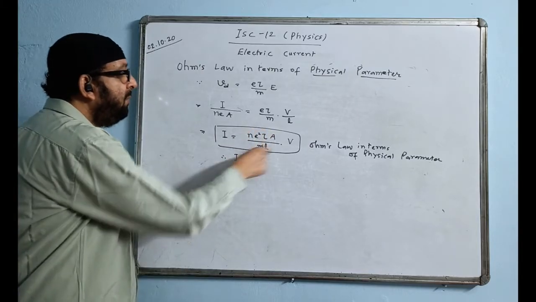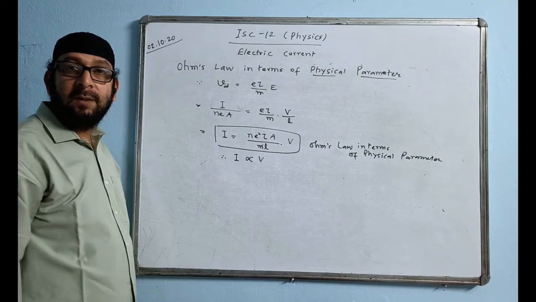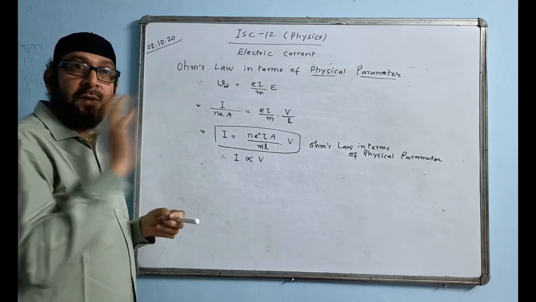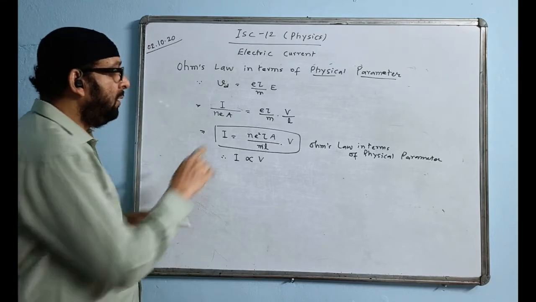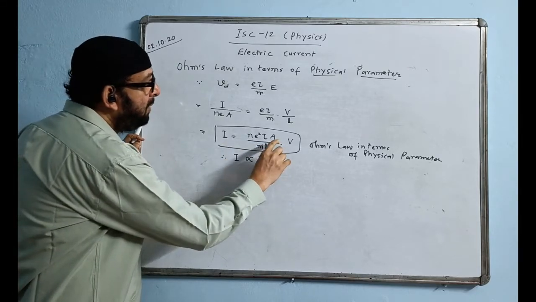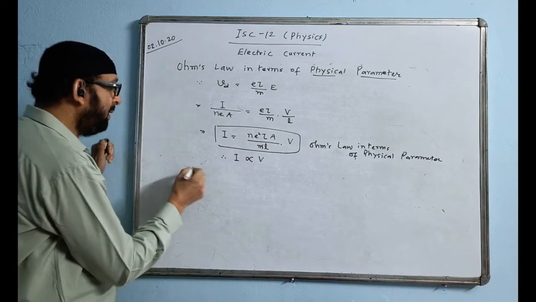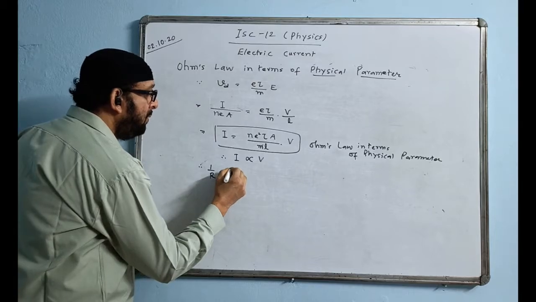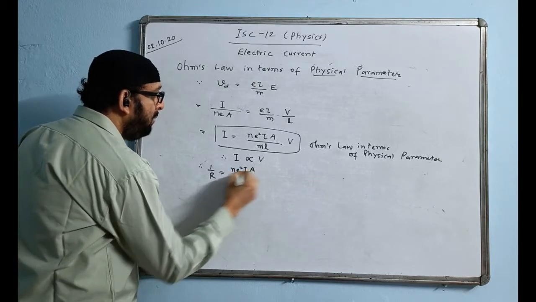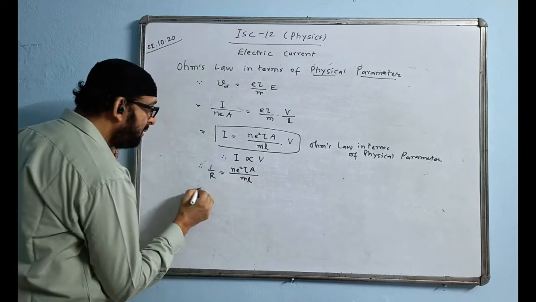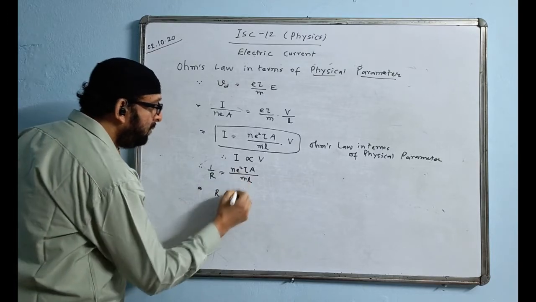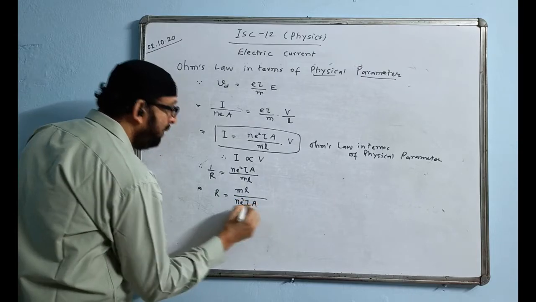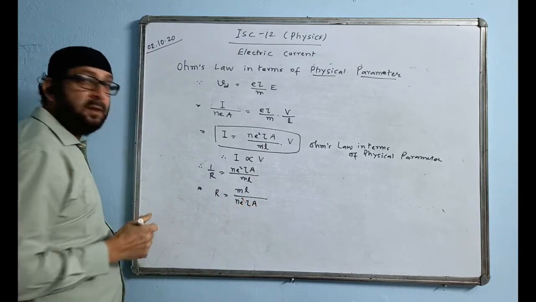And this thing will behave as what? This will be the value of 1 upon R, because we had the formula I equal to V by R. So V divided by R, that is 1 by R, is this much. Therefore 1 by R is equal to n e squared tau A by ml. If you make R the subject of the formula, the value of R becomes just the reciprocal: ml by n e squared tau A. So this is the formula of resistance.